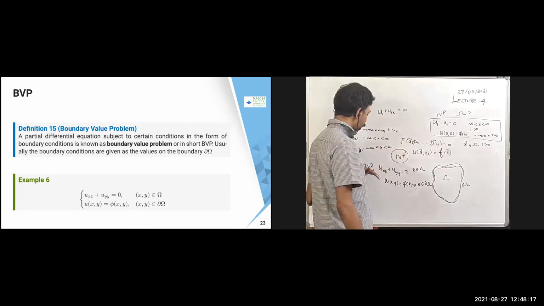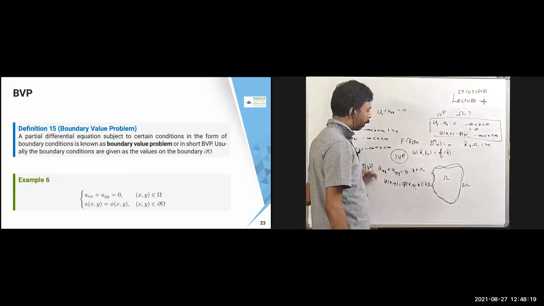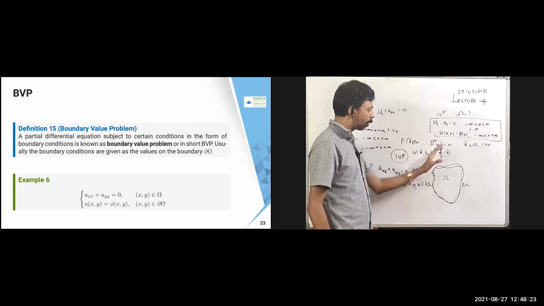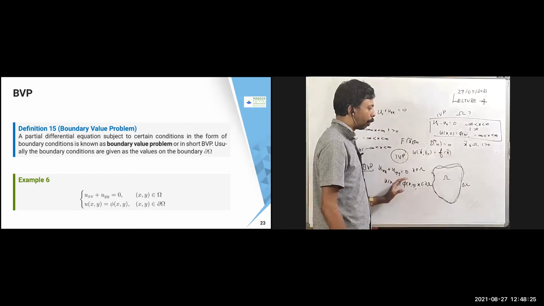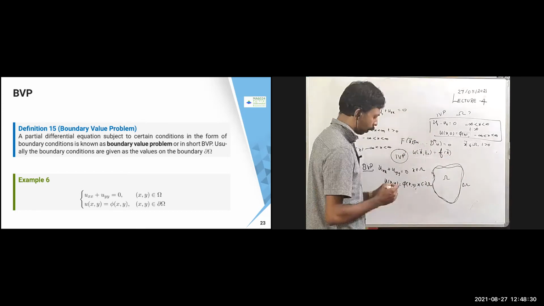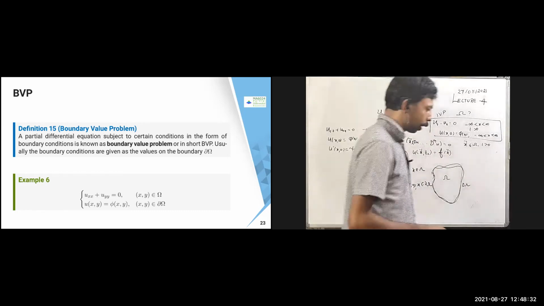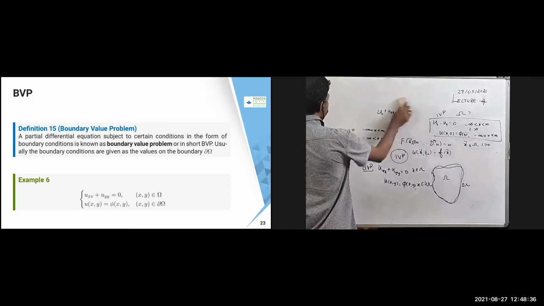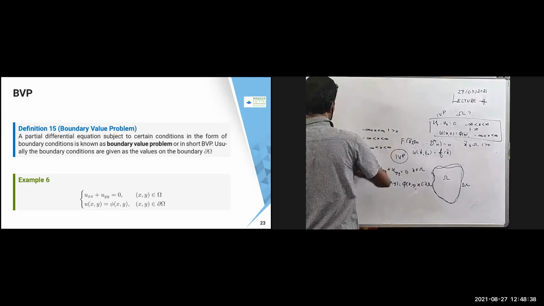In a boundary value problem, a boundary is given, a spatial variable is given, and I'm defining the condition at that boundary. I'm giving a boundary condition. That is called a boundary value problem. Any questions on this one? What is the difference between initial value problem and boundary value problem? Any questions?